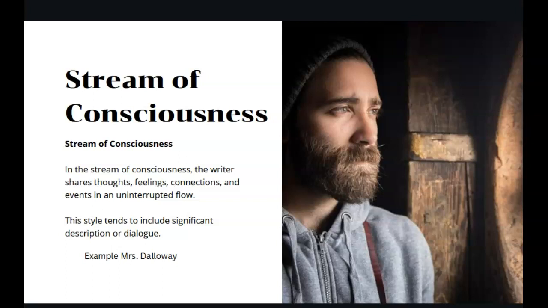This is not necessarily about action. It's oftentimes about their thoughts and about their emotions, about that internal complications that happen with the character. This style tends to include significant description and or dialogue. So you might see that in the stream of consciousness type of story. And an example of this is Mrs. Dalloway by Virginia Woolf. Ulysses is another example of this style of writing.